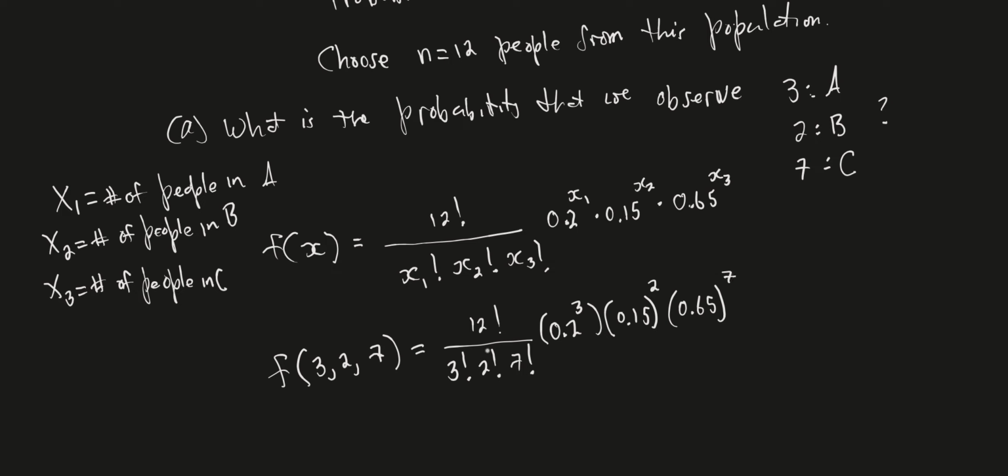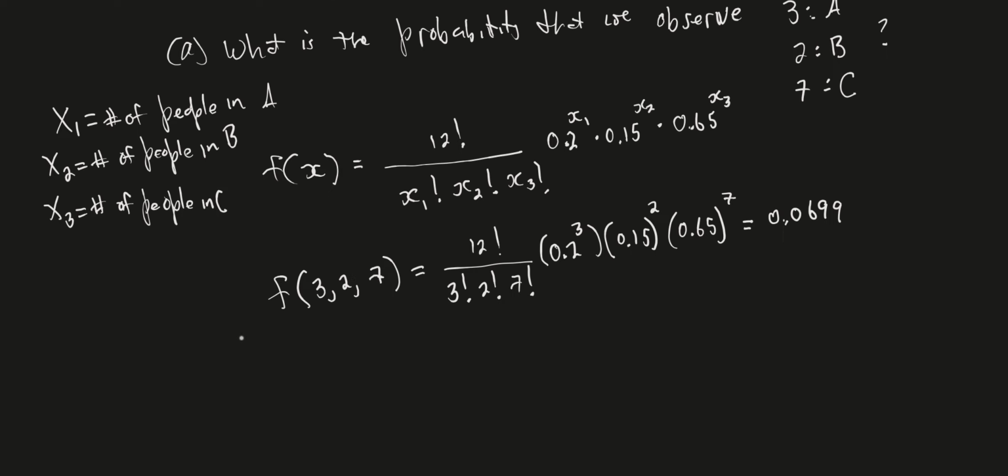So yeah, at this point, we turn to our calculator and we will get a probability of 0.0699, right? So just under a 7% chance that if we pull 12 random people from this population, we will observe exactly 3 in category A, 2 in category B, and 7 in category C. All right. Let's do another part.